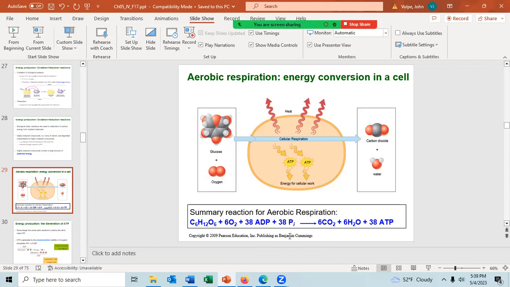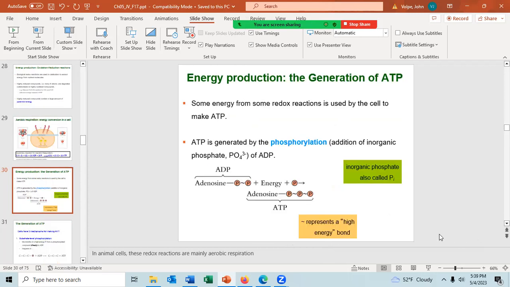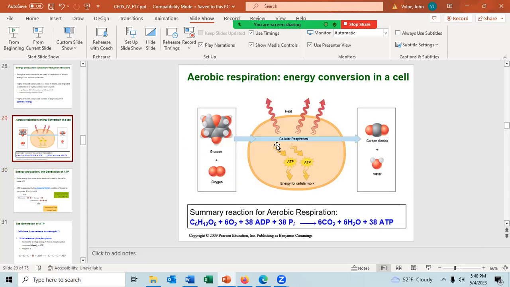Now, in reality, aerobic respiration doesn't happen in one step. It happens in a number of steps, but this is the summary equation for aerobic respiration. So in the generation of ATP, some of the energy from some of the redox reactions is used by the cell to make ATP. And not all oxidation reduction reactions can make ATP in animal cells, only two: aerobic respiration and fermentation. Some of the energy that comes out of glucose can be converted and stored in ATP. Obviously, some of that energy is lost as heat.